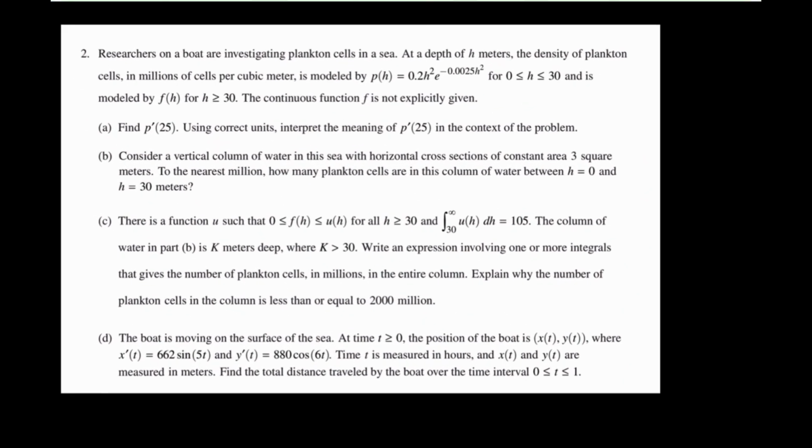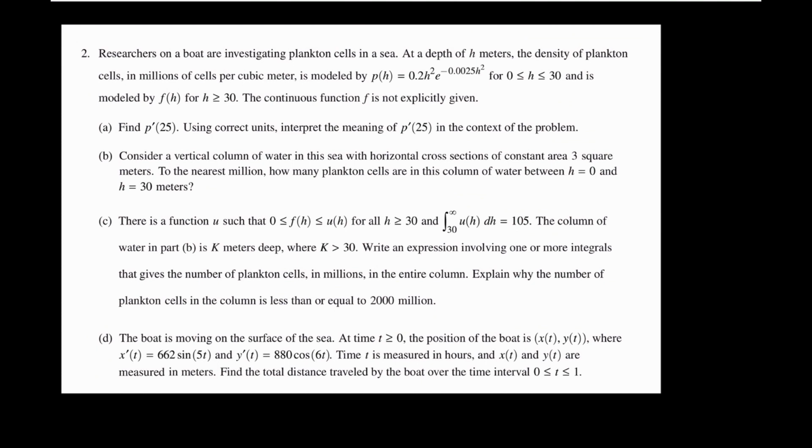Researchers on a boat are investigating plankton cells in a sea. At a depth of h meters, the density of the plankton cells in millions of cells per cubic meter is modeled by P of h, where h is between 0 and 30, and is also modeled by F of h, where h is greater than 30. Some important information to note: the units that are being used, so it's in millions of cells per cubic meter, the function that is given, and the range of this function, the second function that we must solve for in later problems, and the range of that function.